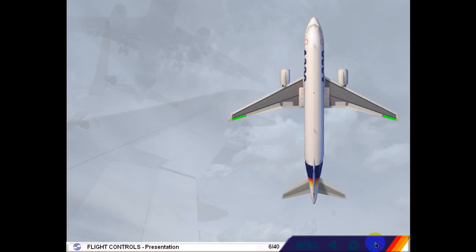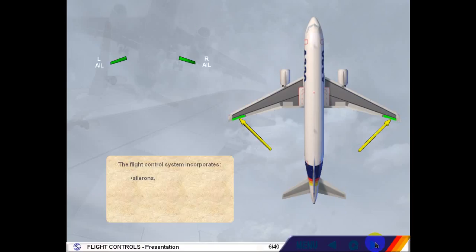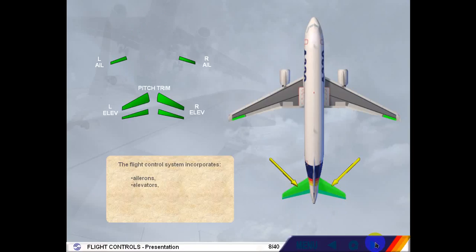The flight control system incorporates ailerons, elevators, a trimmable horizontal stabilizer, THS, for pitch trim, a rudder, ground spoilers, speed brakes.